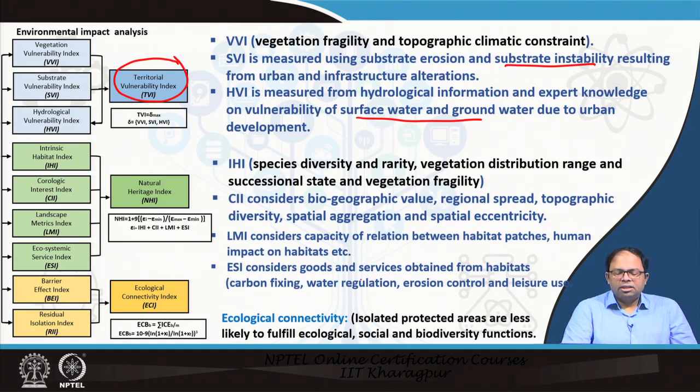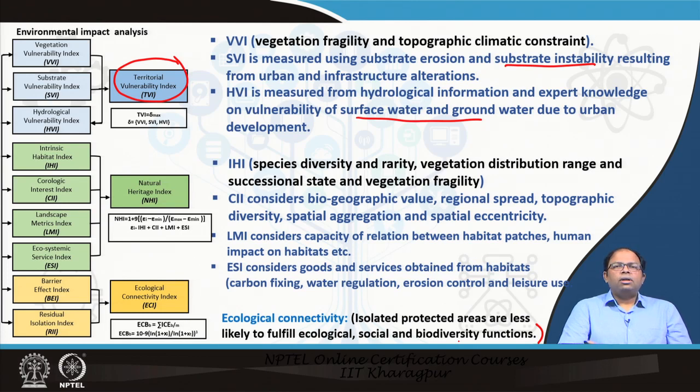And ESI considers goods and services obtained from habitats like carbon fixing, water regulation, erosion control, what kind of benefits we can get. And finally, ecological connectivity looks into isolated protected areas, which are less likely to fulfill ecological, social, and biodiversity functions. So the more connected we are, the better, right?